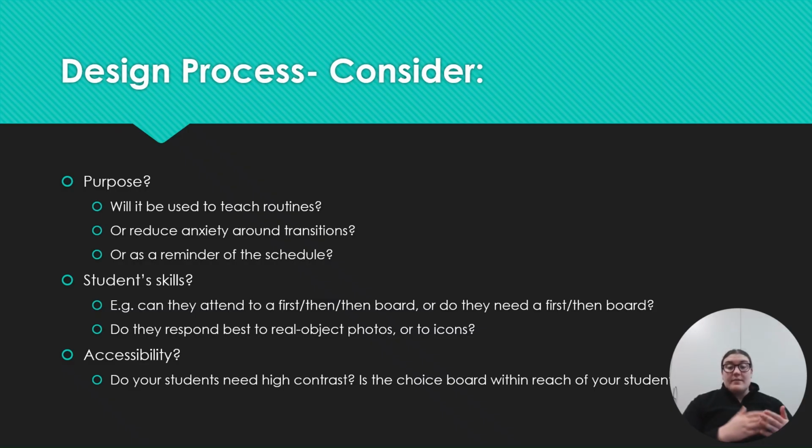Is it for one student? Is it for the whole class? Is it a reminder of the schedule? Is it a prompt? Or is it the main support the student's receiving? All of these things need to be taken into consideration.